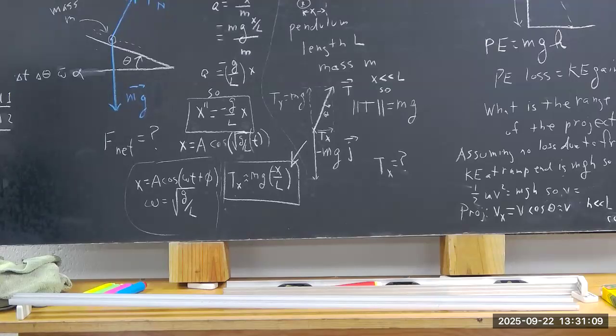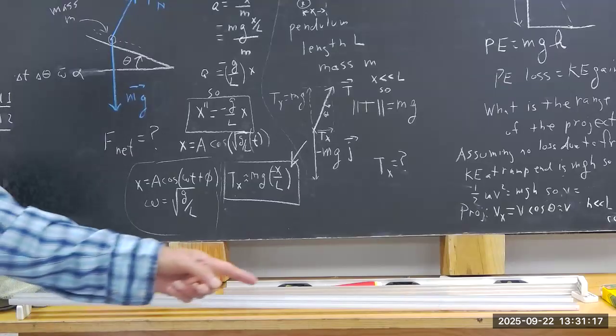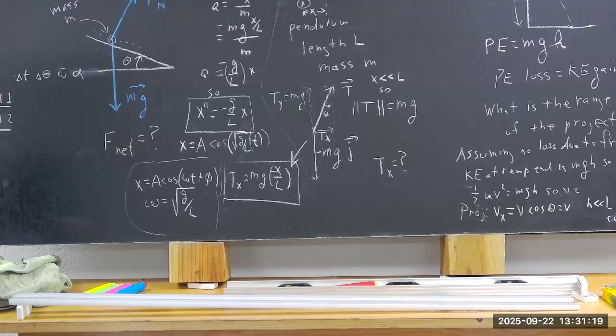Okay. Can you tell me what the angle with horizontal is then? Well, you can't necessarily, but can you tell me what the sine and the cosine of that angle are?